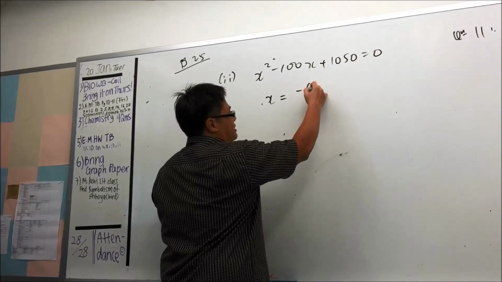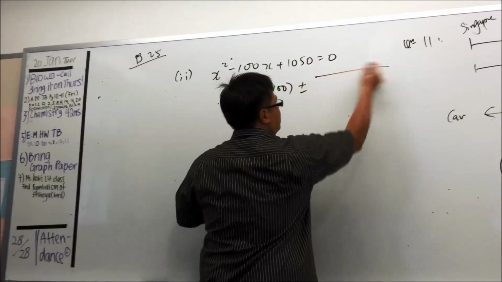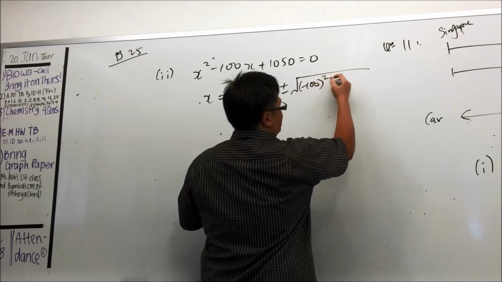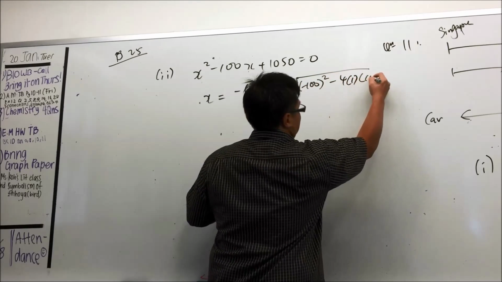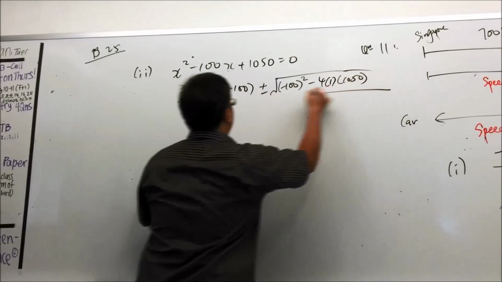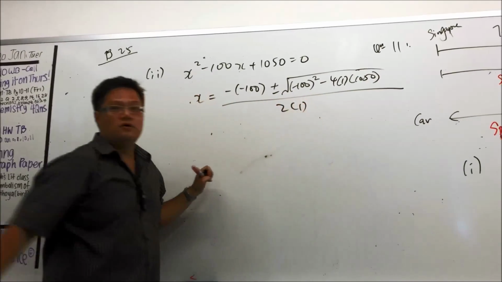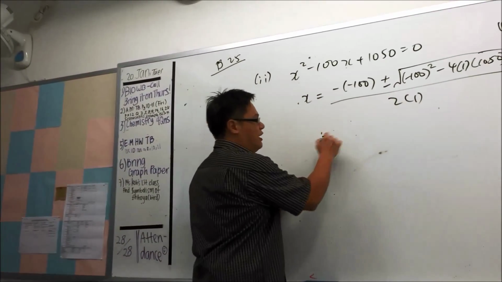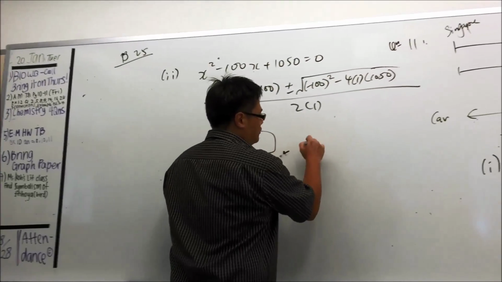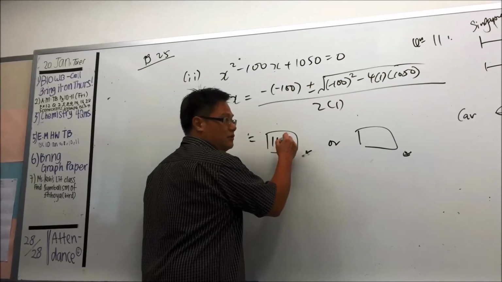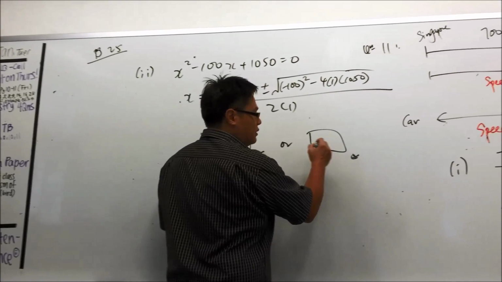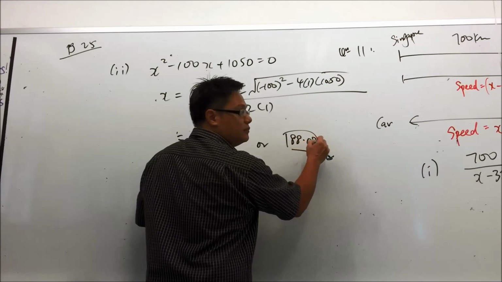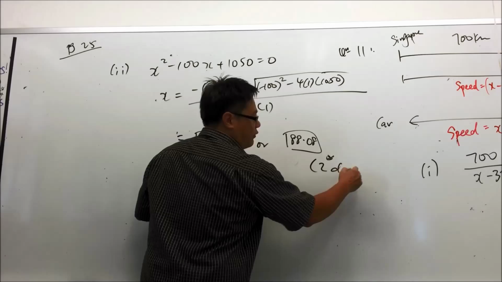So this will be minus of minus 100 plus minus square root. This is minus 100 squared, b squared minus 4ac, over 2a. So this is what we have. And then you have your 2 answers, right? You have your 2 answers. 92, is it? The other answer? 8.08. Thank you very much. 2dp. Okay, question asked for 2dp.